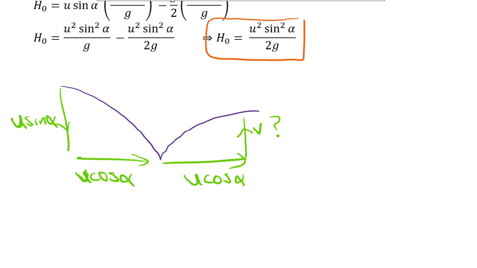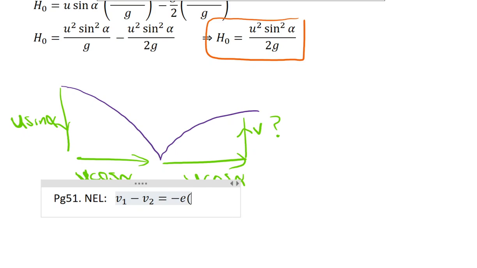So how do we do that? I think we're going to use our Newton's experimental law. I'll just get the log tables up so I can make sure I got it right. I learned it in the old way. So Newton's experimental law, I'll just type it up here, is, where are we? Page 51, NEL is V1 minus V2 equals minus E times U1 minus U2.